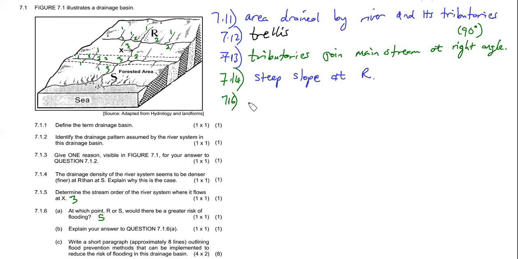So for A, we understand that it's S. Then what about B? Let's look at B here. At B, we are saying explain your answer. Why are we having that? Because more water from tributaries.